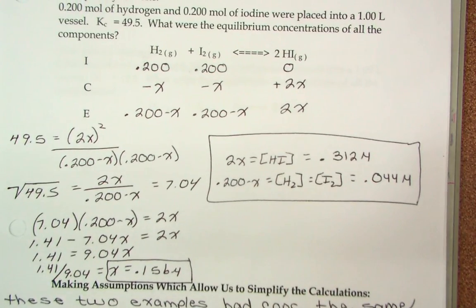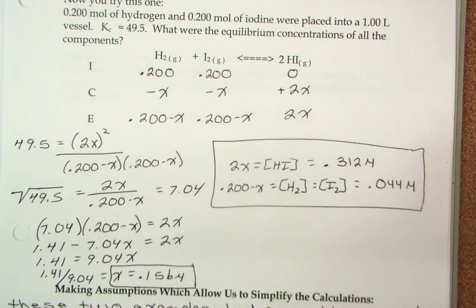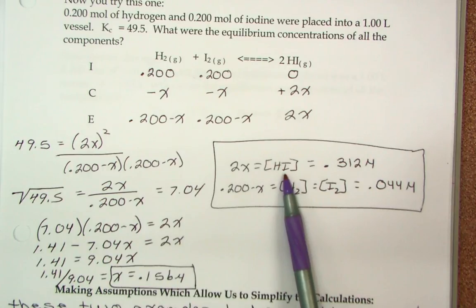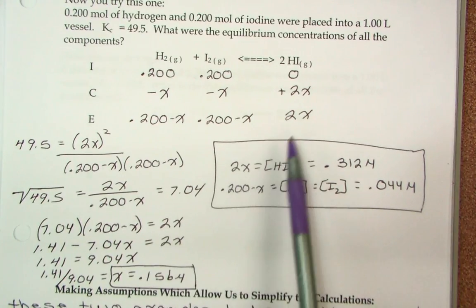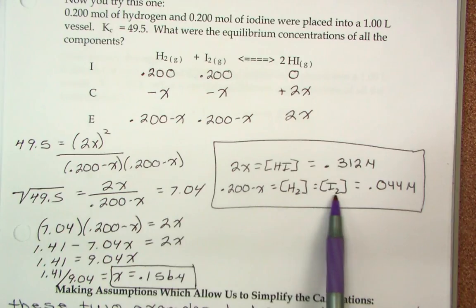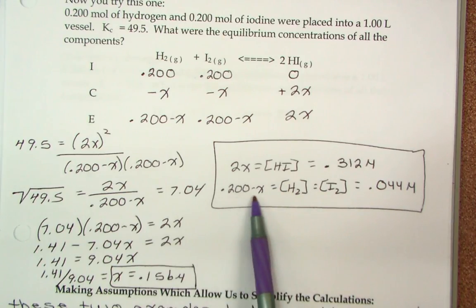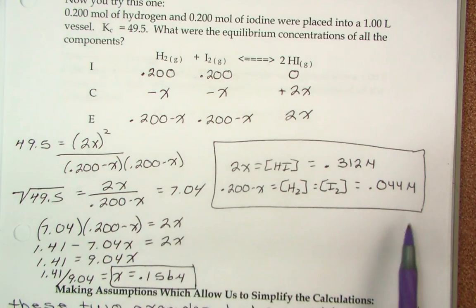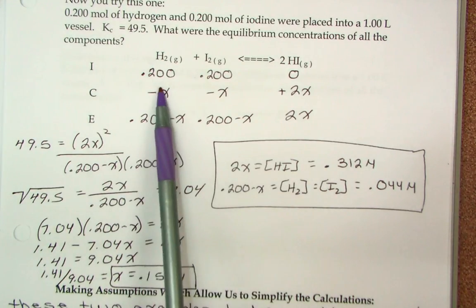Okay, if we look at this problem, everyone got the same correct answer, it looked like. The hydrogen iodide concentration is equal to 2x from our chart, so it's 0.312 molar, and the hydrogen and iodine are both 0.2 minus x, which is 0.044 molar. So everybody got the same correct answer. So looking at how you got there, we set this up.